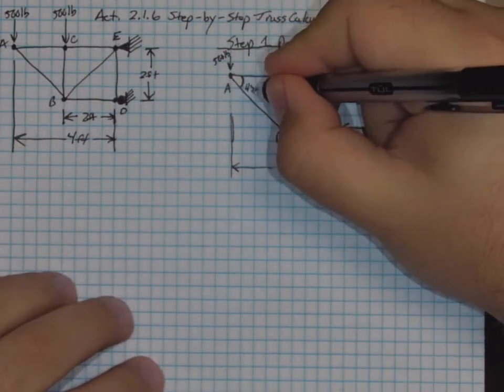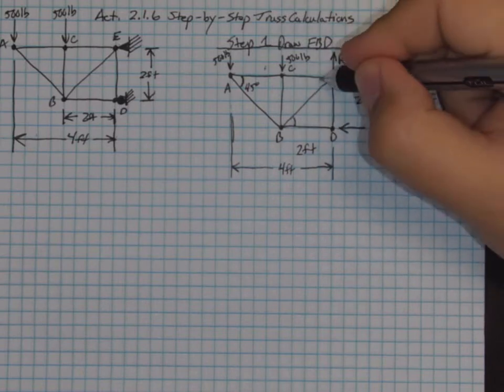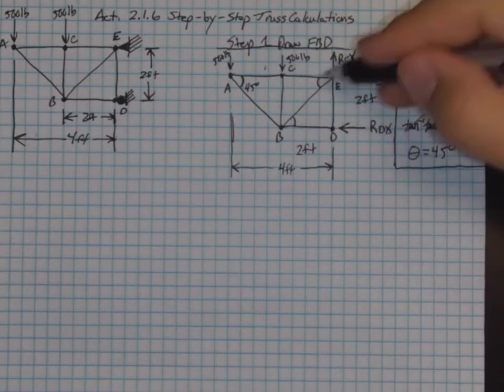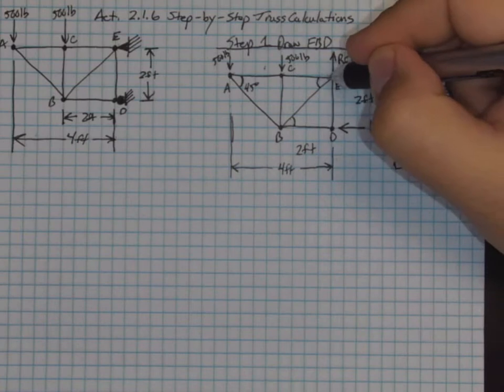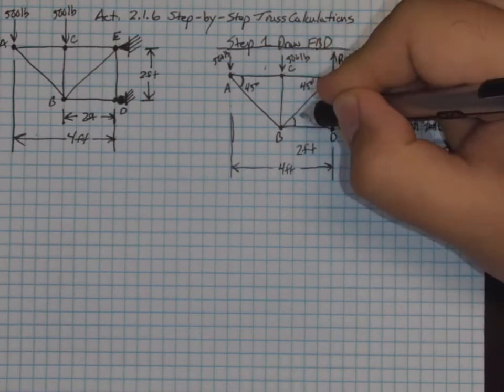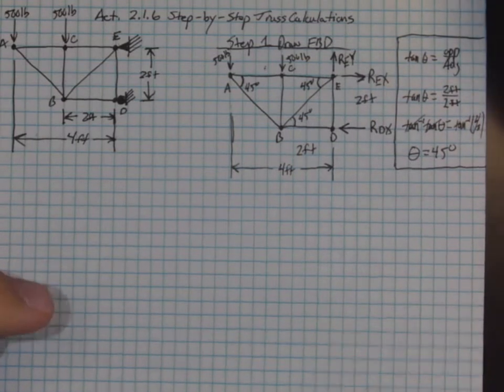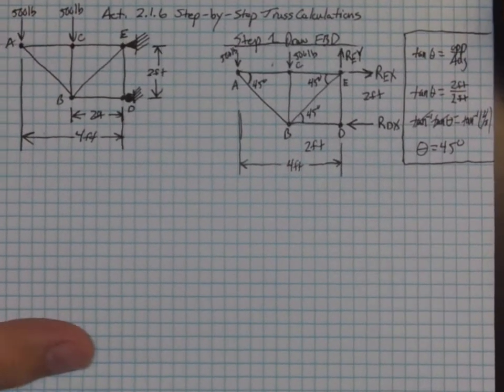I know this one's going to be 45 degrees. I can safely say, looking at this angle and also at this angle, alternate interior angles in this case. So this is going to be 2 and 2. This is going to be 45 degrees. Same thing with this one. And that's going to make that pretty easy to solve for.